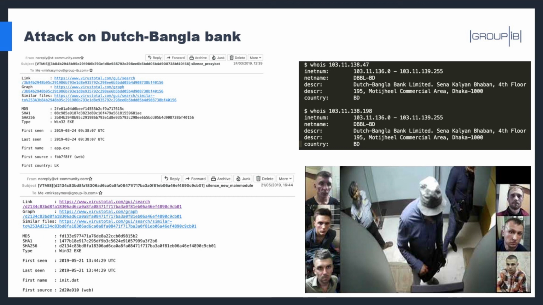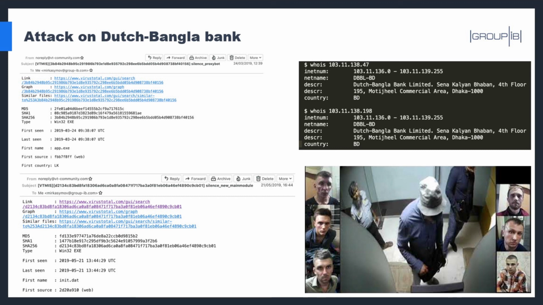So how did we attribute this attack to Silence? In March 2019, we hunted on VirusTotal the Silence proxy bot. It was uploaded from Sri Lanka, and this reverse proxy tool used the IP address of a server which is controlled by Silence. Later, on 21st May this year, we also hunted the Silence main module. It was uploaded from Russia, but it also uses this IP address as command and control server.